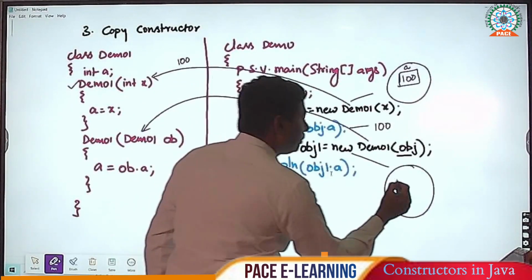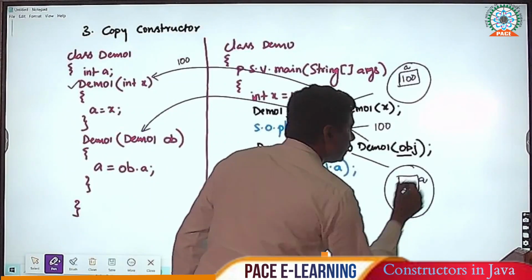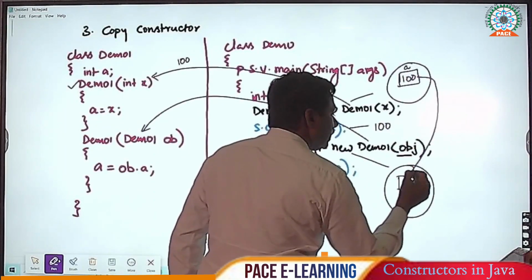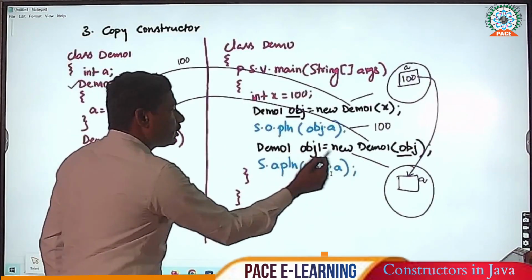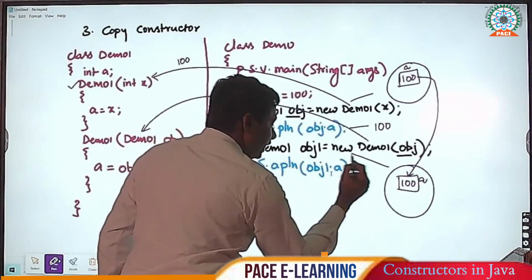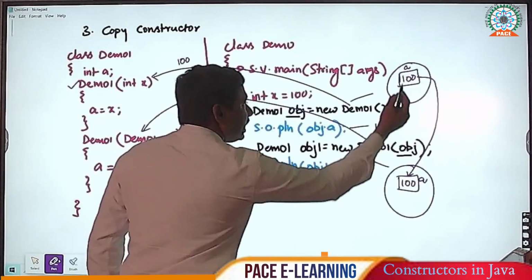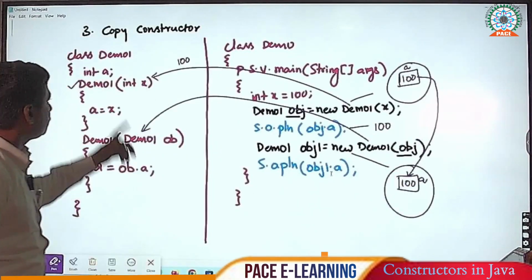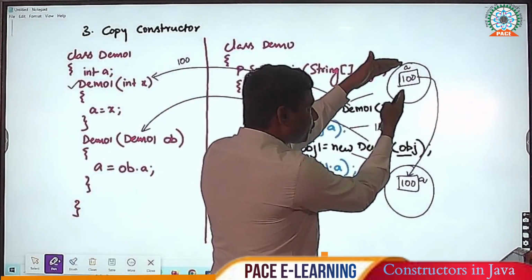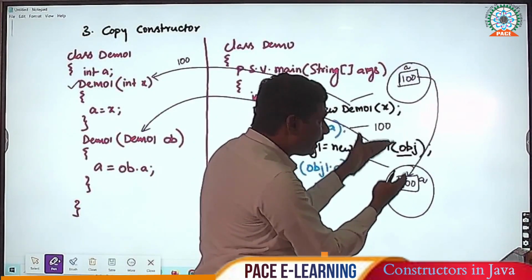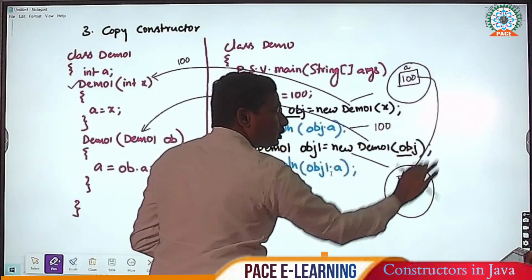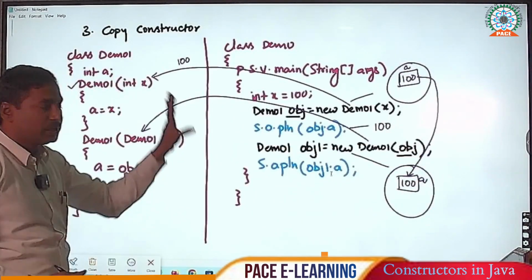Whenever you are creating this object, here also memory will be created for a. Here the obj.a value will be assigned into obj1.a. So the same value will be copied into obj1's property a. This is the purpose of the copy constructor: the value from one object property will be copied into another object property.